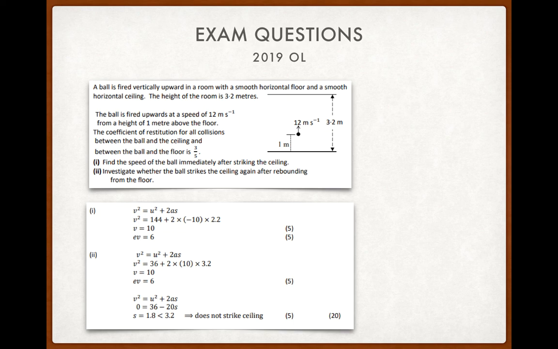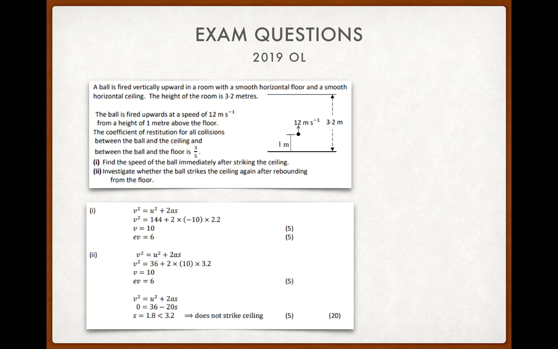Part 2 is the same as the previous question also. Will it strike the ceiling again? So we need to separate this into 3 sections. The ball going downwards, what's the speed it lands at? We can see there in the second paragraph we get V is equal to 10 once more. The rebound velocity at the floor using the coefficient of restitution is 6.